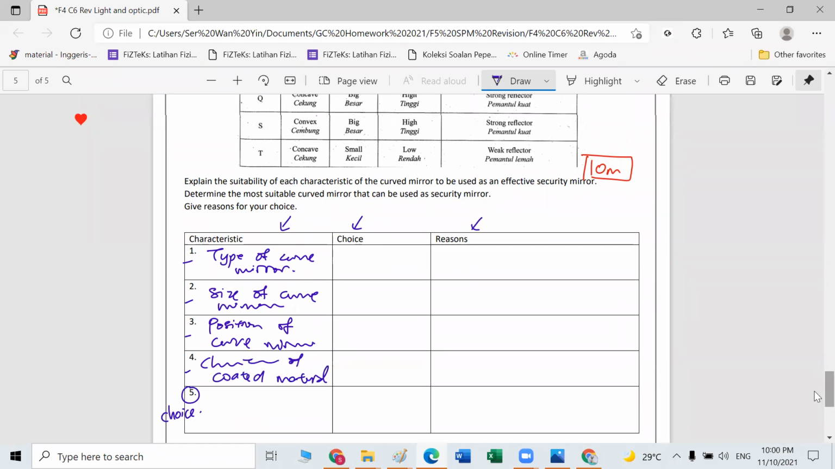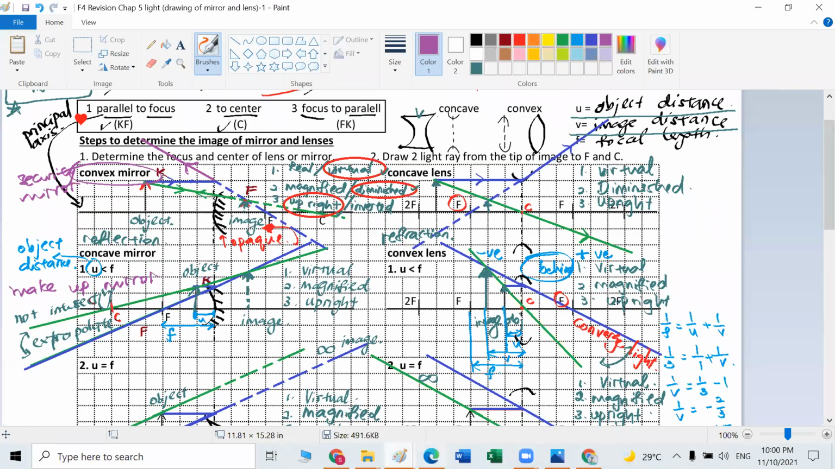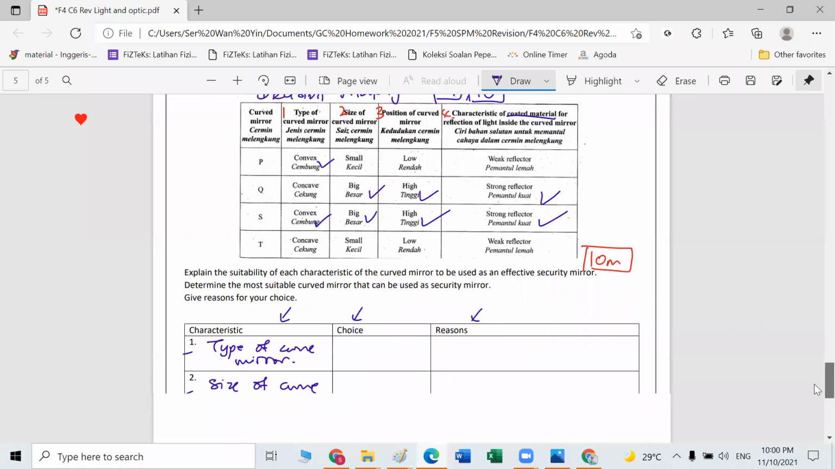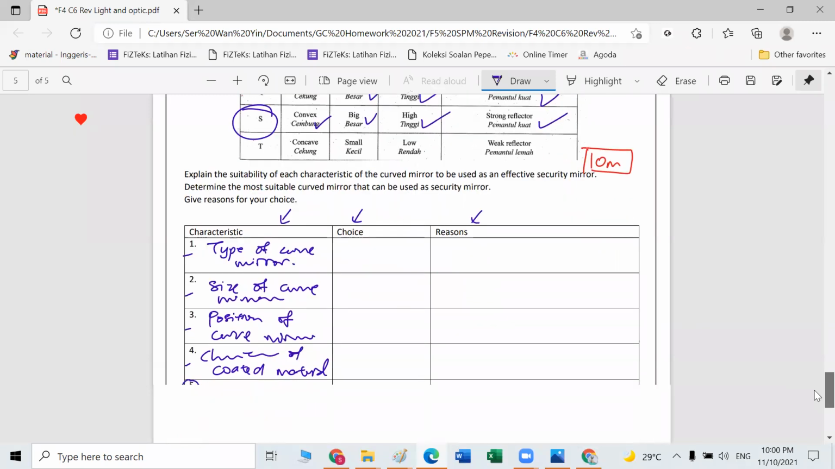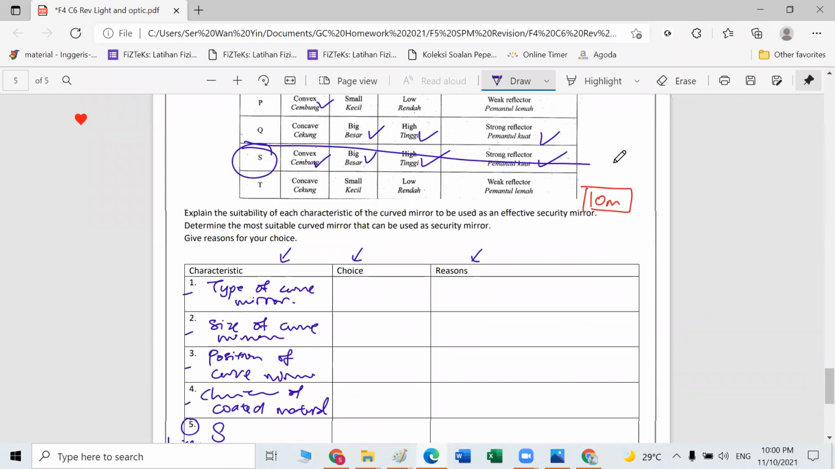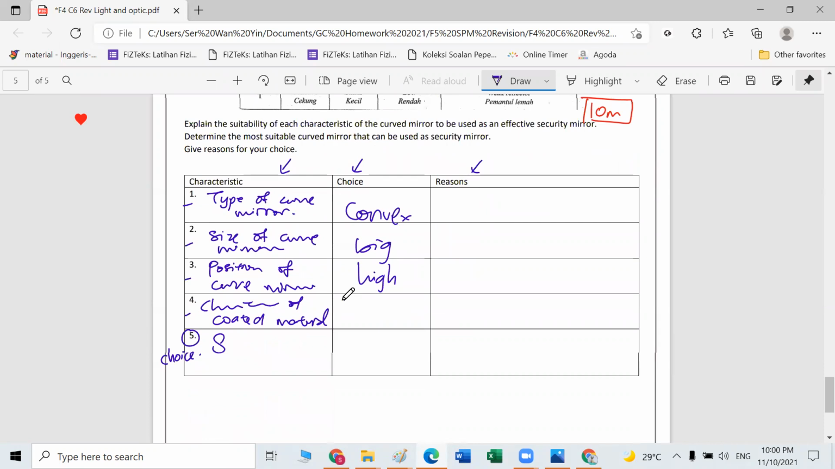Okay. Then the choice, convex or concave. So obviously is convex. Size of the mirror, obviously big. Position, high. Characteristic of the coated one, strong, better. So yes, answer is S. So directly you write S. Okay, so choice, jot down this one. Convex, big, high, strong reflector.